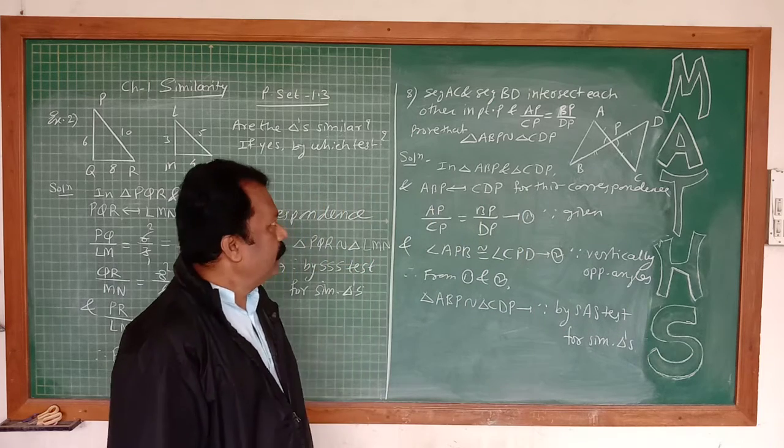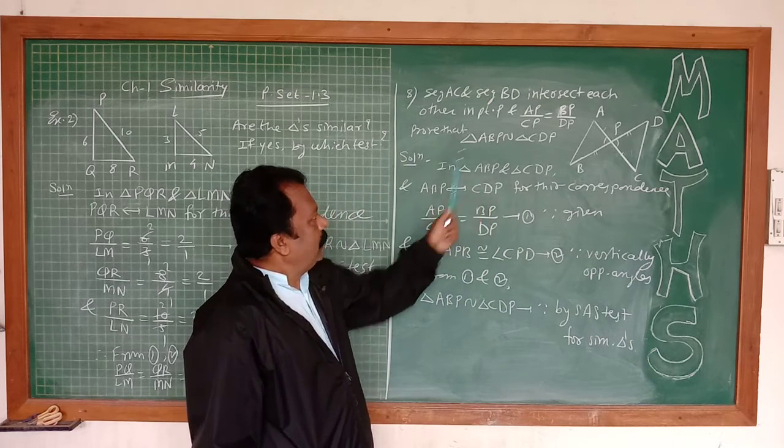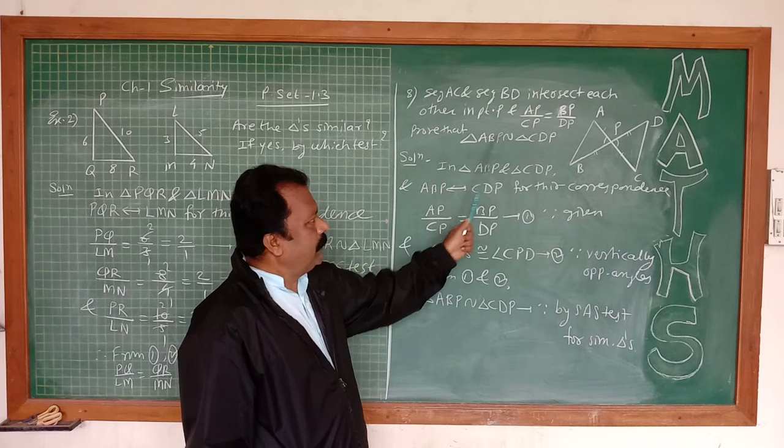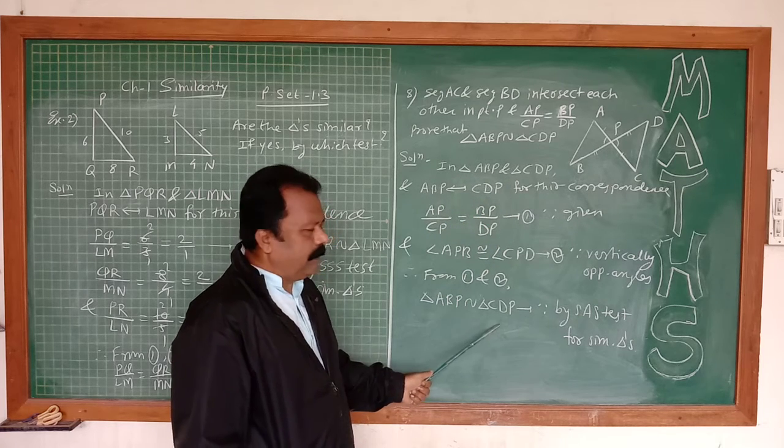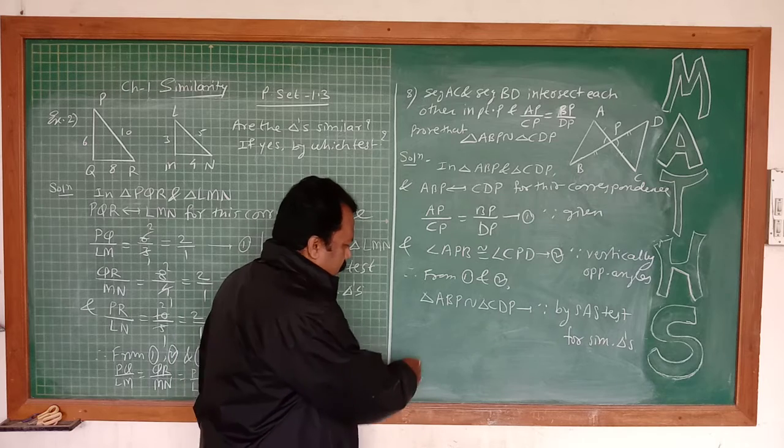Now the question, we are ready. This is given and prove that these two triangles are similar. Triangle ABP is similar to triangle CDP. Finish. This is proved.